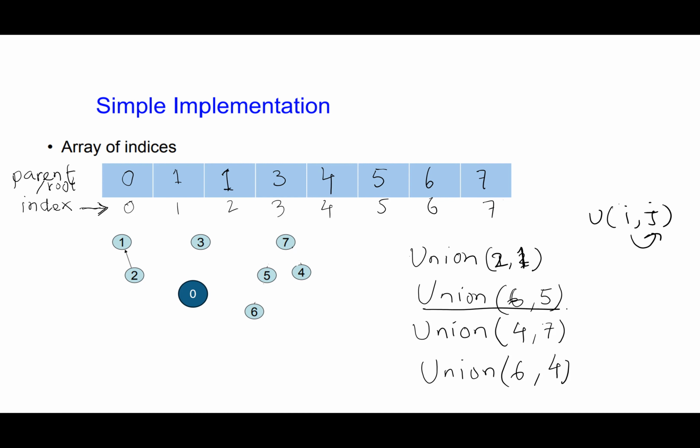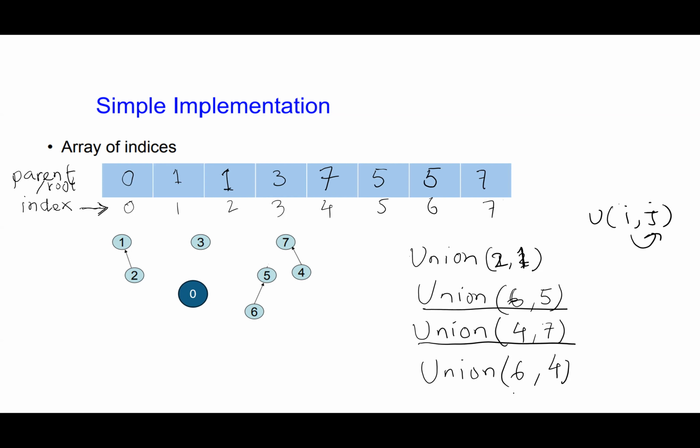Then we do union of 6 and 5. So from 6, there's a link created to 5. So 5 is going to be the representative of this, so 5 is going to be the root for 6 as well, right? Index 6. And then we do a union of 4 and 7. If I do that, now 7 becomes the root, and so 7 becomes the representative at index 4, right?